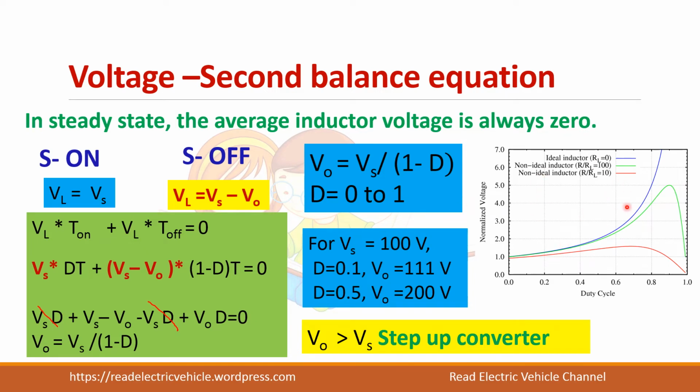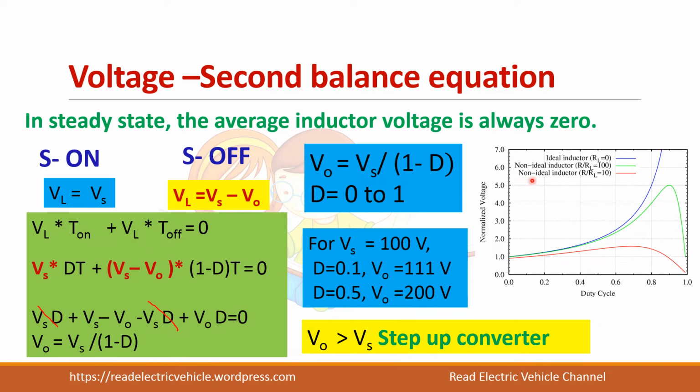You can see from this waveform, this is normalized voltage. It means that V0 by Vs, and this is duty cycle D. See this blue color waveform. This one is the ideal inductor. That is, there is no internal resistance. In that case, it goes to infinite value. Your output voltage may go to infinite value.